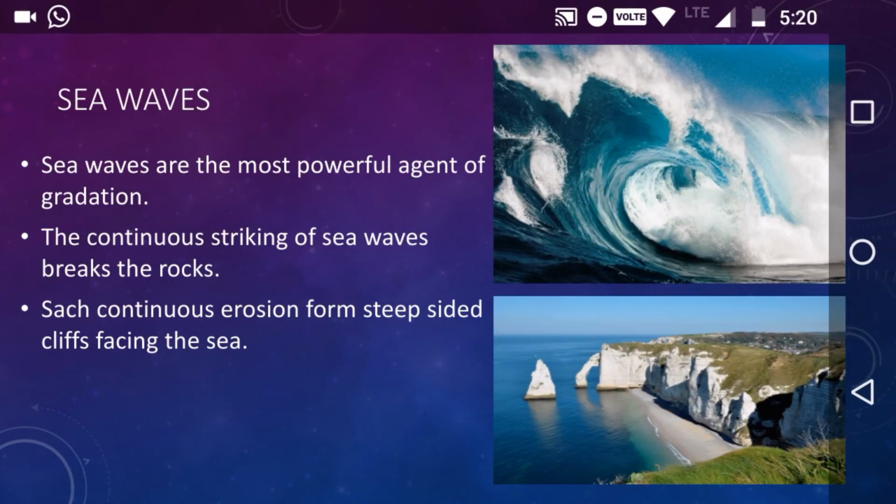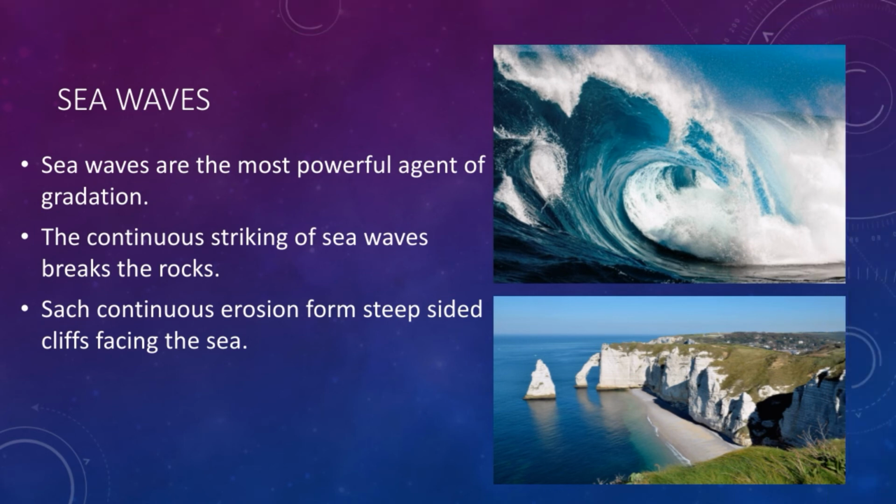Next agent is sea waves. Sea waves are the most powerful agent of gradation. Have a look at the given pictures. The first picture is of the sea waves and the second picture is concerned with cliffs. Cliffs are made by sea waves. Let's know about them. The continuous striking of sea waves breaks the rocks. Such continuous erosion forms steep sided cliffs facing the sea.